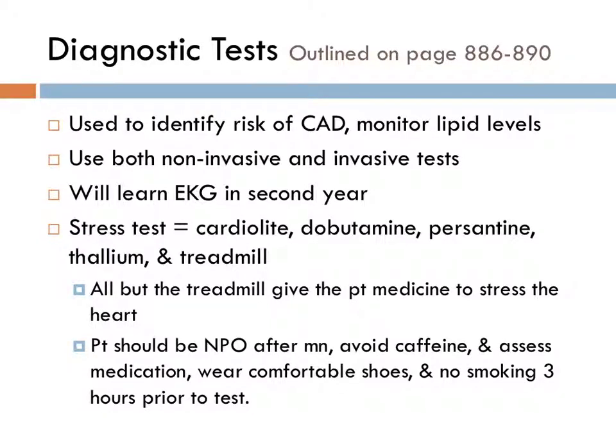This slide is your diagnostic test. They're on page 886 to 890. You guys do need to review over those, especially the stress test. There are different ones. There is a plain stress test, and then there are different ones named cardiolite, dobutamine, persantine, and thallium. Those are just different medications that they are using to speed up the heart rate in order to do the stress test.